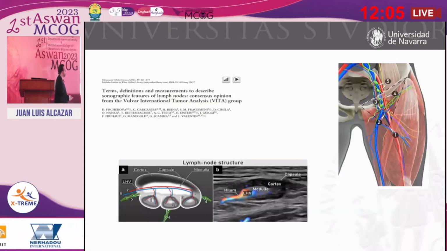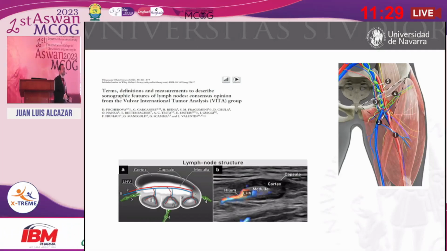But one of the main issues related to staging both vulvar and vaginal cancer is the assessment of inguinal lymph nodes. So very recently, there is a group, the Vulvar International Tumor Analysis, the VITA group, who has proposed a standard approach for scanning the groin in order to detect lymph nodes in cases of vulvar and vaginal cancer.